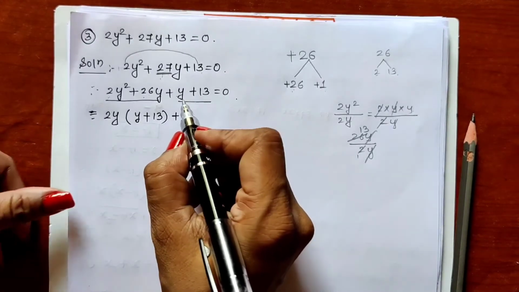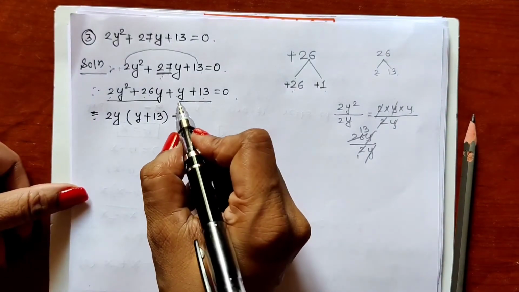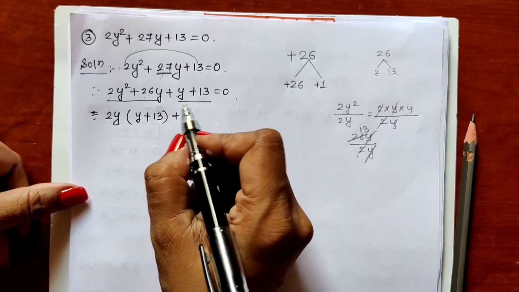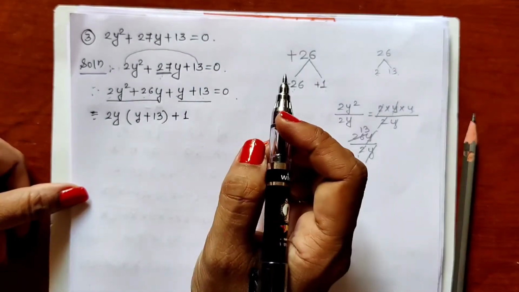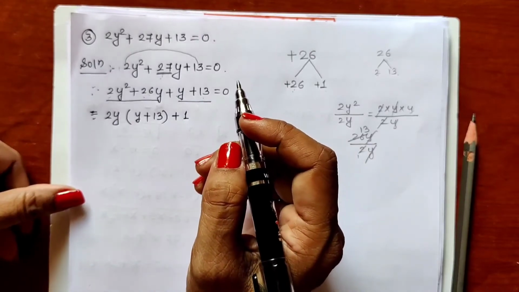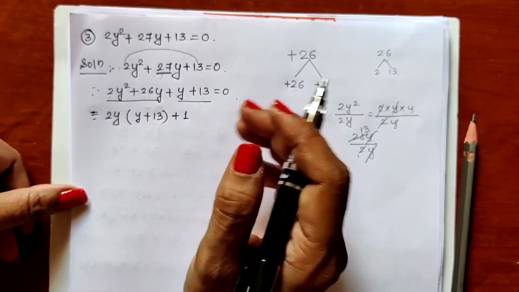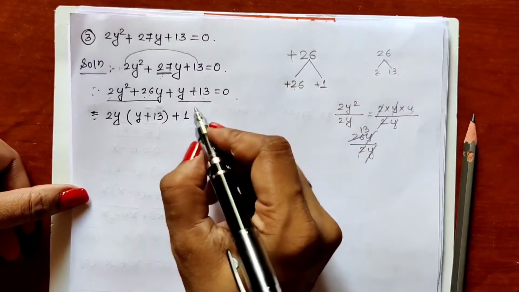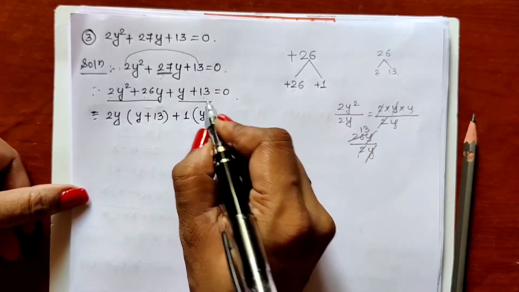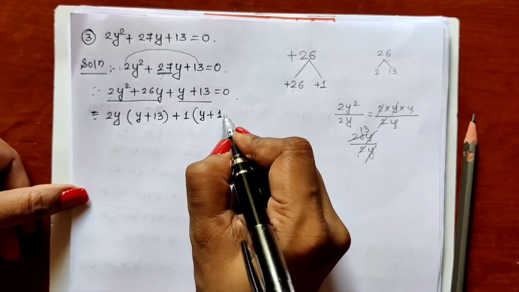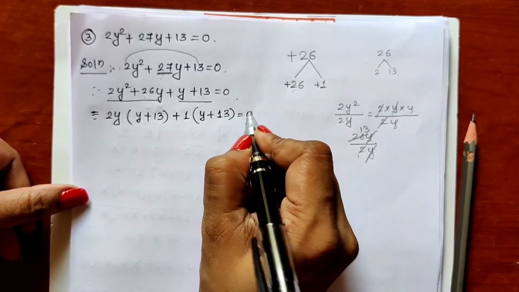What can you see common between the third and fourth term? We cannot see anything common. So when nothing is common, always take one common, because any number is divisible by 1. So 1 can be taken out common. From this term 1 is taken out common, y remaining. From 13, 1 is taken out common, so 13 remaining, is equal to 0.